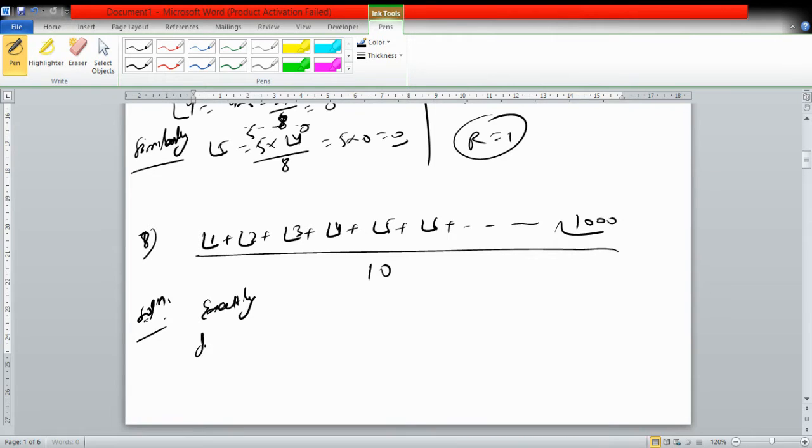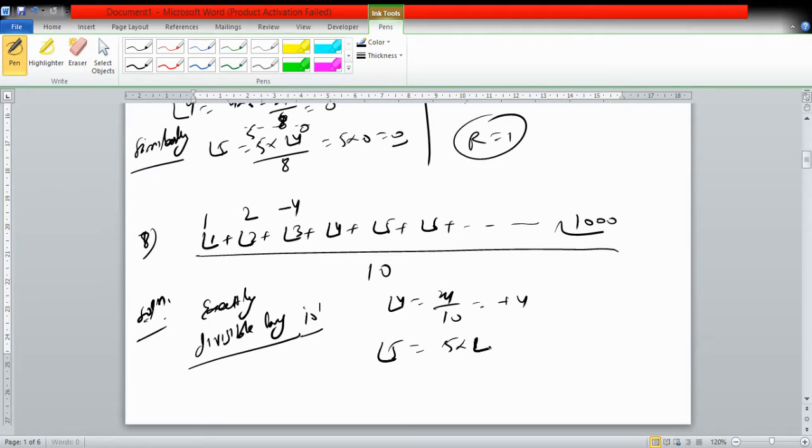Exactly divisible by 10. So factorial 1 divided by 10 gives 1, factorial 2 divided by 10 gives 2, and factorial 3 is 6, divided by 10 the remainder is 6, or I can write minus 4. And factorial 4 is 24, 24 divided by 10, it's a plus 4. And factorial 5 is 5 into factorial 4, which is 5 into 24, it's 120, and 120 divided by 10, it's a 0.